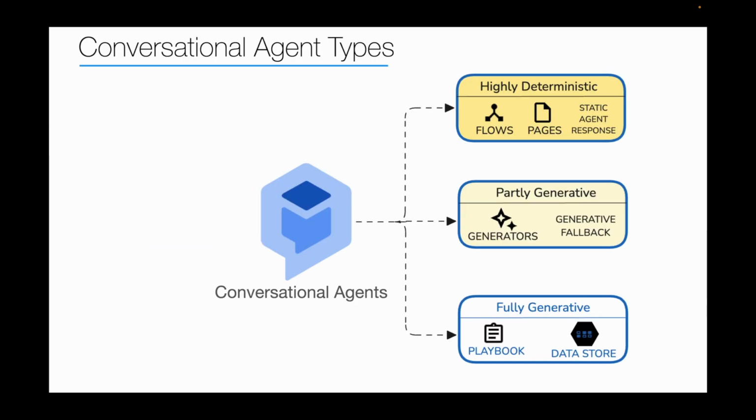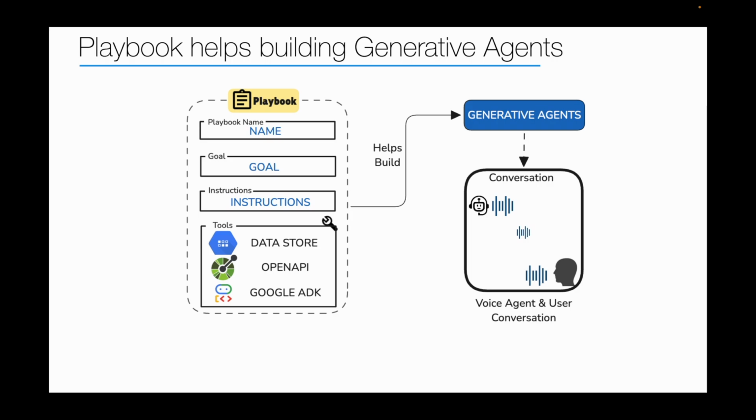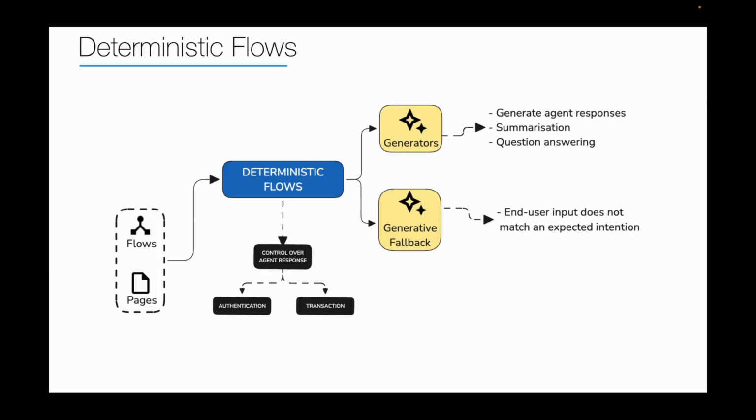The beauty of conversational agents is that we can build agents which can be highly deterministic, partly generative, and fully generative, driven by generative AI models. Playbooks help you build conversational flows which are fully generative in nature, meaning the flows are probabilistic. Certain use cases require complete control over the conversation, like authentication or payment transaction. Such cases are developed using flows which are highly deterministic in nature.